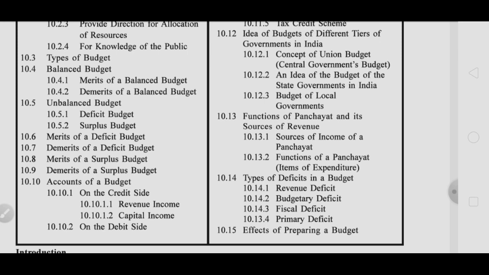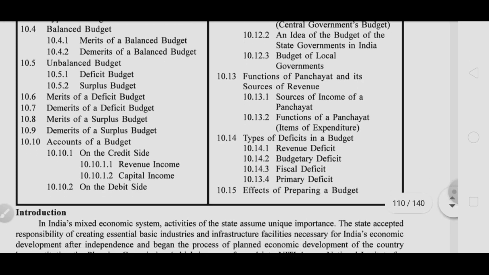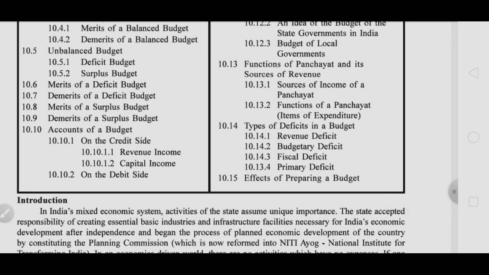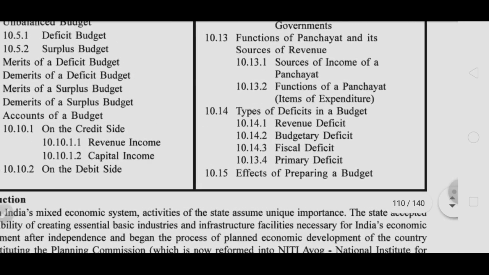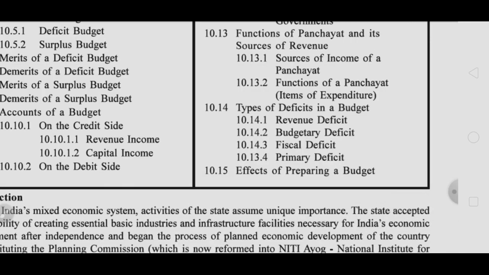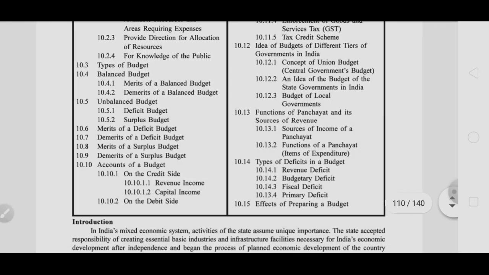Then in point number 13 we will discuss the functions of panchayats and the sources of revenue for panchayats, and lastly we will discuss the types of deficit in a budget. These types are very important from the point of view of macroeconomic variables, because through these four different deficits you will be able to understand what a deficit is and how it affects the Indian economy. Lastly, we will discuss the effects of preparing a budget.